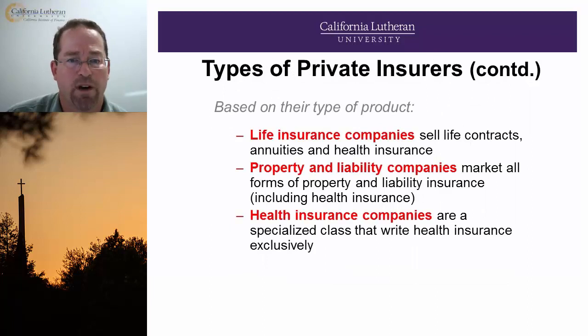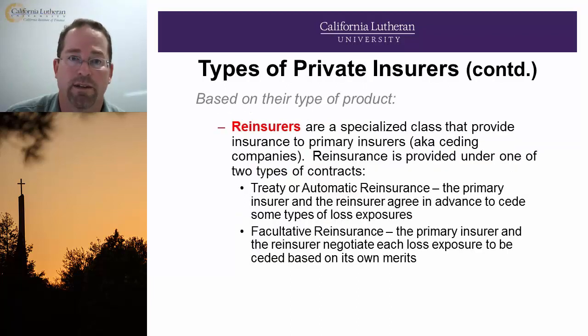Continuing on with other types of private insurers, we have life insurance companies. They sell life contracts, annuities, and health insurance. We have property and liability companies that market all forms of property and liability insurance and may include health insurance. Health insurance companies are a specialized class that write health insurance exclusively. Reinsurers are a specialized class that provide insurance to primary insurers, aka the ceding company.